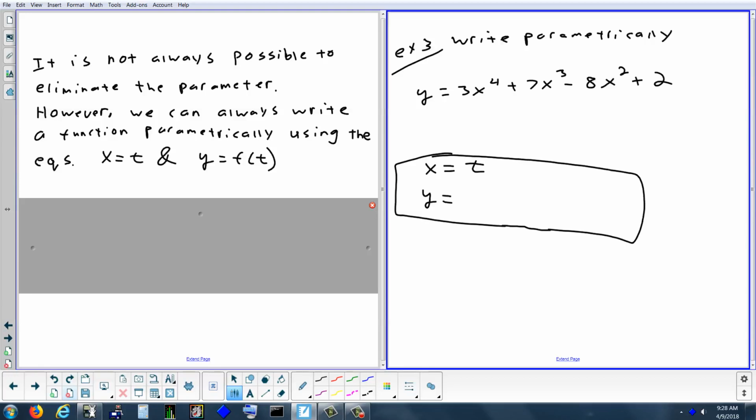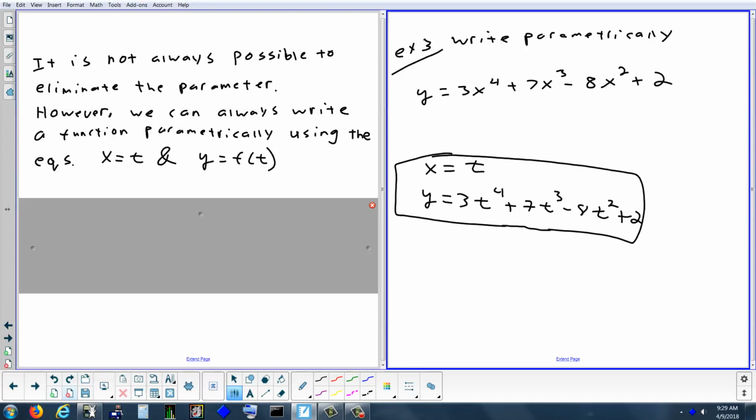Yeah? Would you just write it normally except the x's are t's? Yeah, just write the same thing, just make the x's t's. So 3t to the fourth plus 7t cubed minus 8t squared plus 2. And if you want to check your answer, follow the 2 steps. Get t by itself in the x equation, and then plug it in.